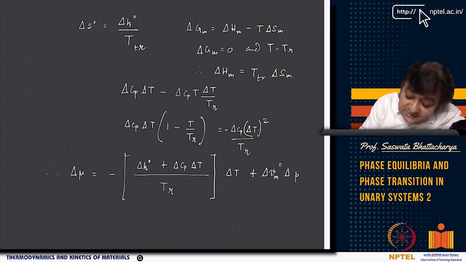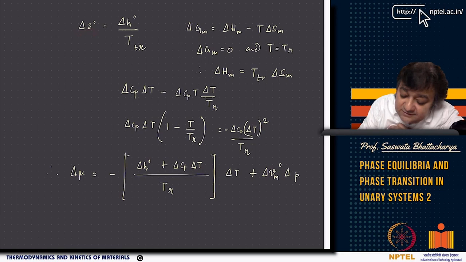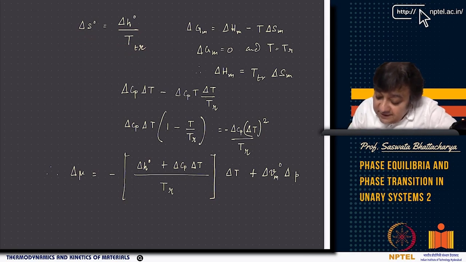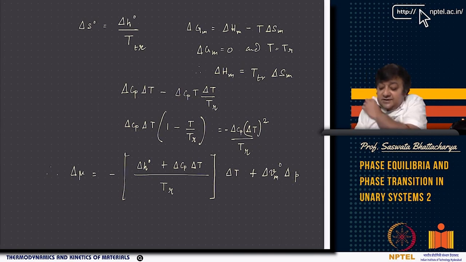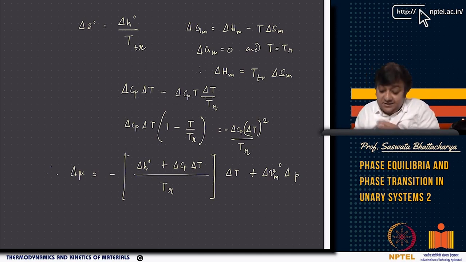Now remember ΔS0, and we have seen that for the ice-water problem and also other problems. So at constant pressure, ΔS0 is nothing but ΔH0 by TTR, right? Because ΔHm, as you can see here, is equal to TTR ΔSm. So ΔSm is ΔHm by TTR. So basically now you can write this equation: ΔCp ΔT minus ΔCp times T ΔT by TR. So take the ΔCp common, ΔT common. So this becomes 1 minus T by TR, which if I integrate, I get minus ΔCp ΔT square by TR, right?